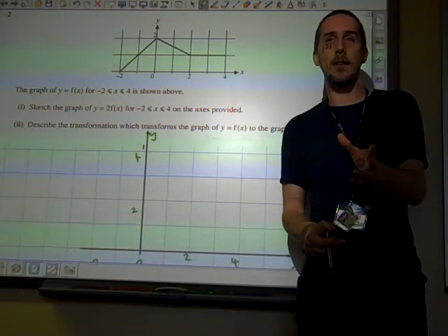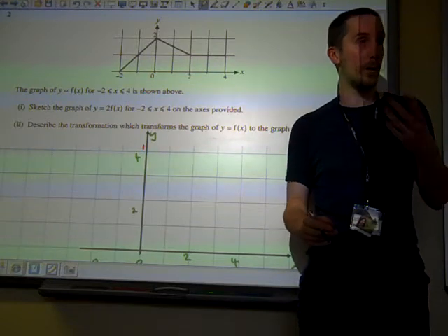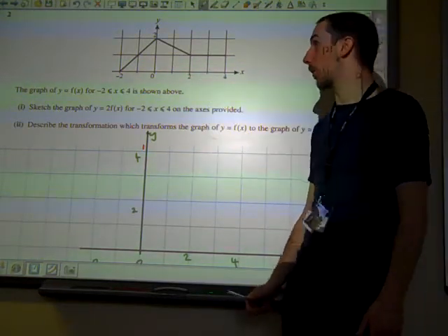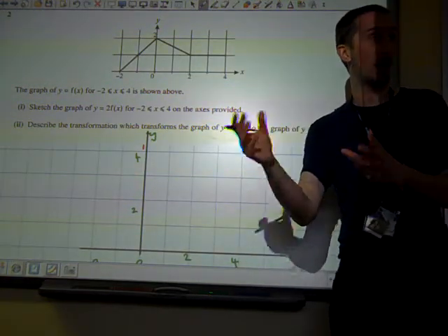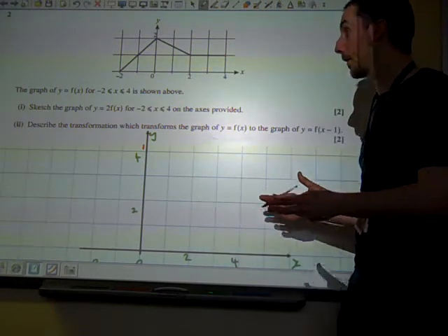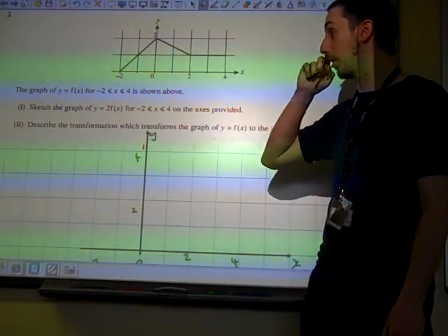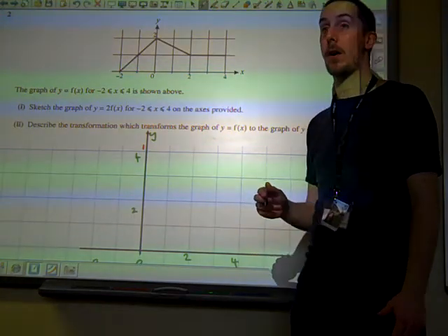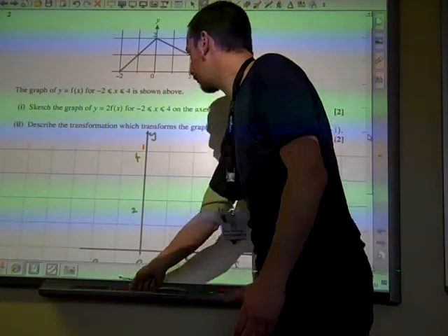And I quite liked this because they didn't tell you what the equation was. So sometimes with transformations, they give you what the equation is, but this is obviously just some kind of made-up, not continuous graph. And so you can't do it algebraically by subbing numbers in and working out what would happen. You actually have to understand the transformations for it. So the first one says, sketch the graph of y equals 2 times f of x from -2 to 4 on the axes provided.